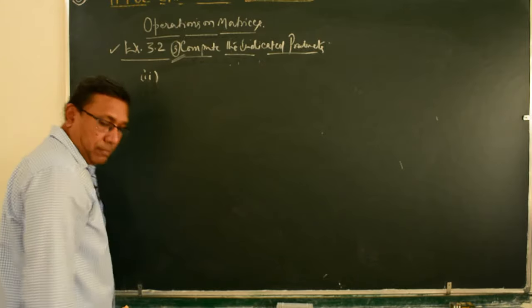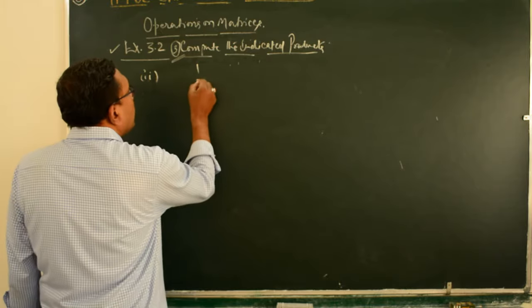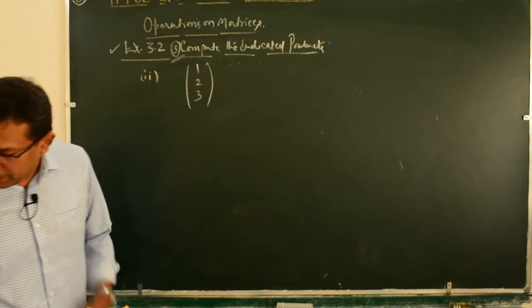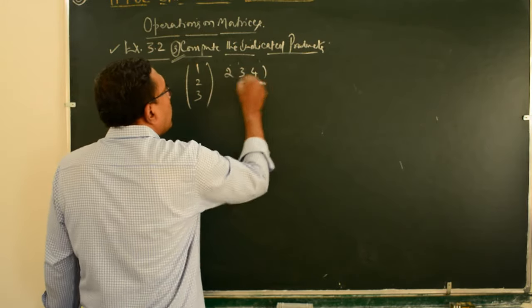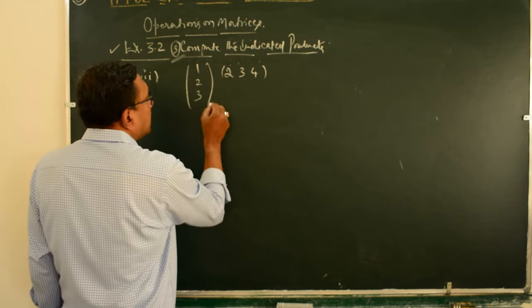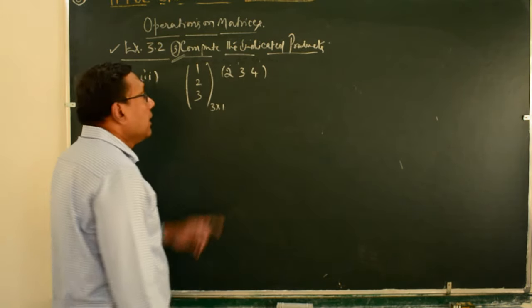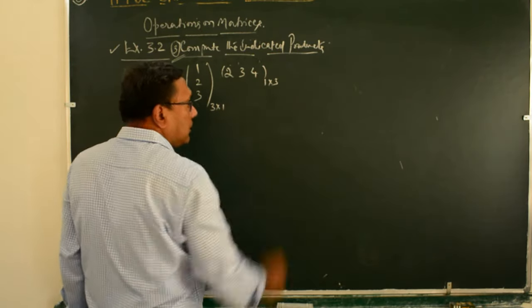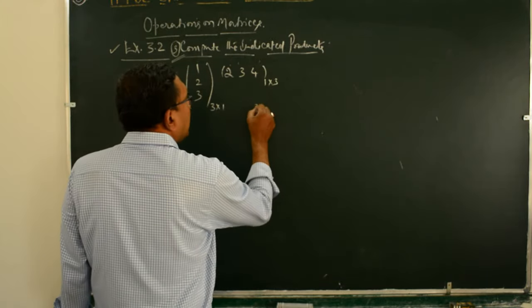Go to the second question. We have 1, 2, 3. A matrix should be multiplied with another matrix 2, 3, 4. See that this has 3 rows and a single column, and here we have 1 row and 3 columns. So the resultant matrix will be 3 by 3.